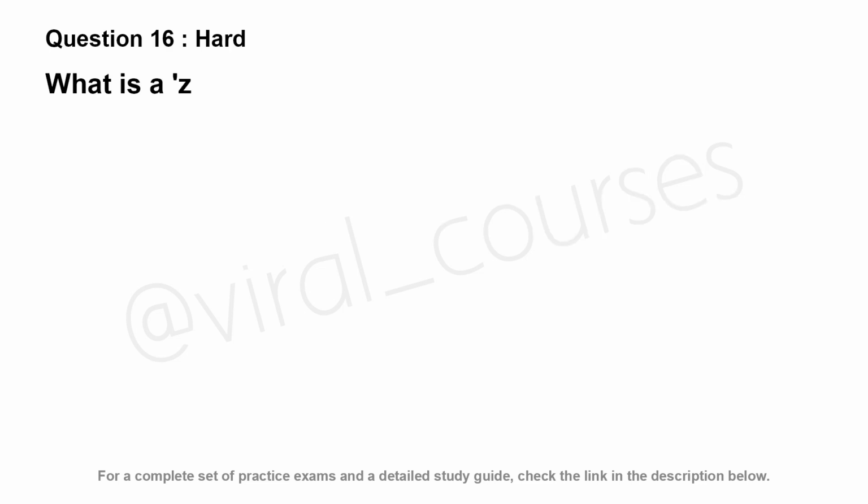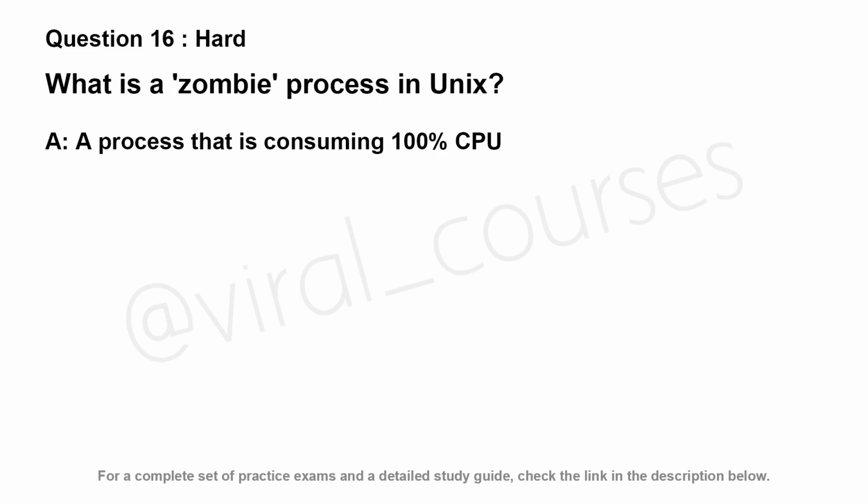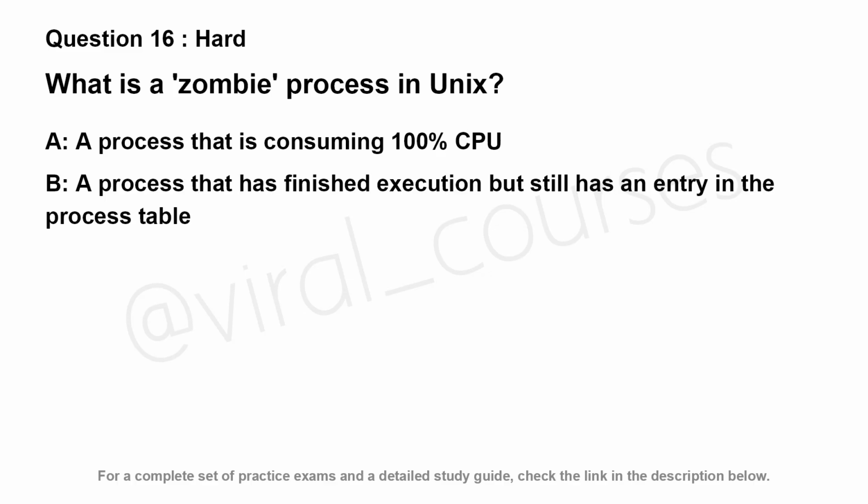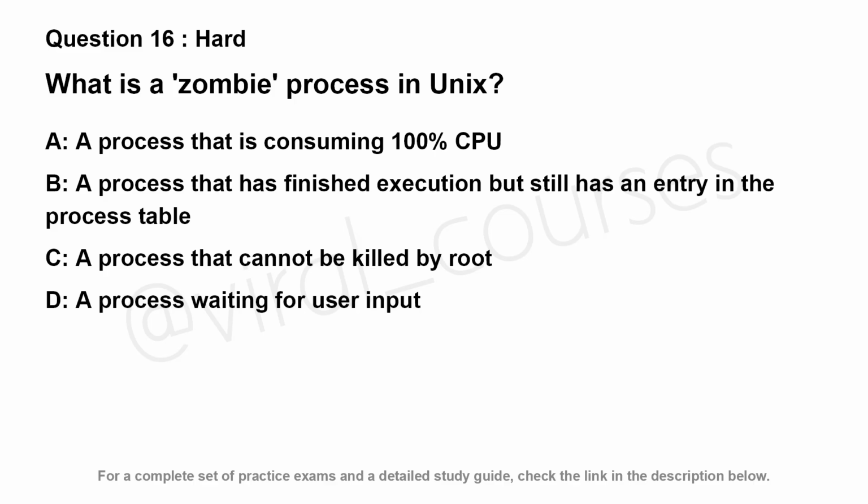What is a zombie process in Unix? Option A. A process that is consuming 100% CPU. Option B. A process that has finished execution but still has an entry in the process table. Option C. A process that cannot be killed by root. Option D. A process waiting for user input.